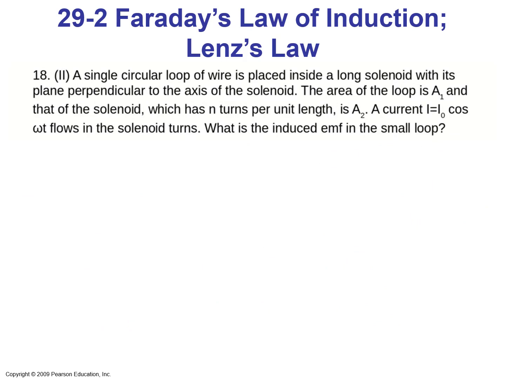All right, now let's take a look at another example, problem number 18 in the book. A single circular loop of wire is placed inside a long solenoid with its plane perpendicular to the axis of the solenoid. The area of the loop is A1, and that of the solenoid, which has n turns per unit length, is A2. A current I equals I naught cosine omega t flows in the solenoid turns. As we can see here, the current is changing with time. What is the induced EMF in the small loop?